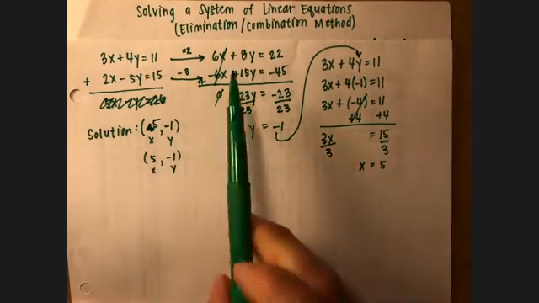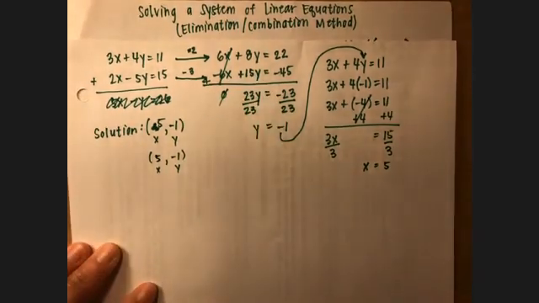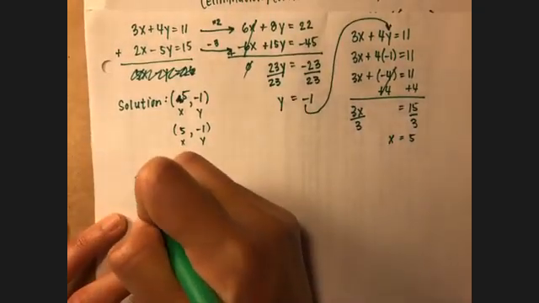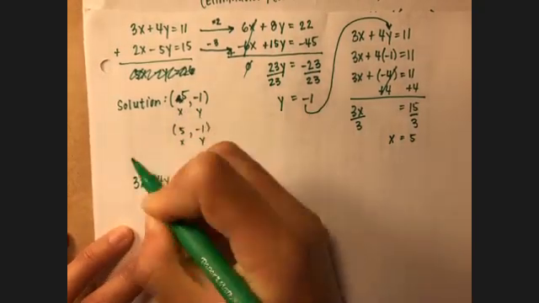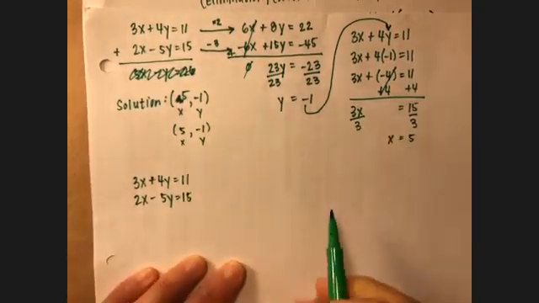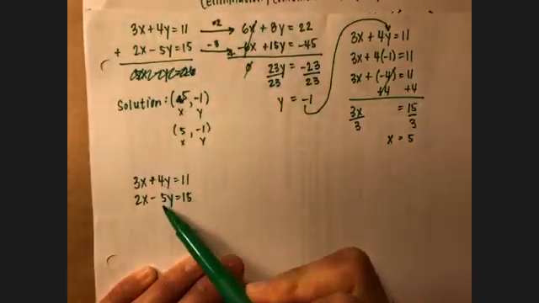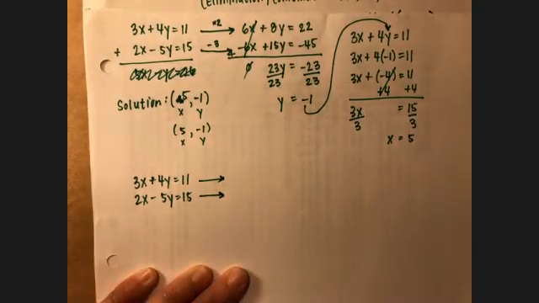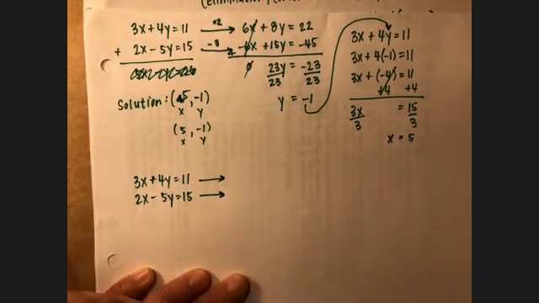Now, what if I had not canceled out the x? What if I wanted to cancel out the y first? You can actually do that also. So I'm going to do this the exact same way, except instead of multiplying to cancel the x, I'm going to multiply to cancel the y. So looking at the y's, I have a 4 and I have -5. So I know they can both multiply into 20. So I need a positive 20 and a negative 20.